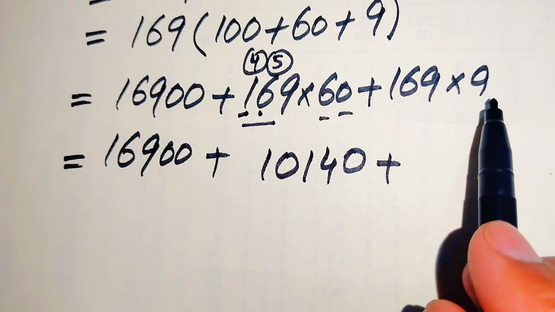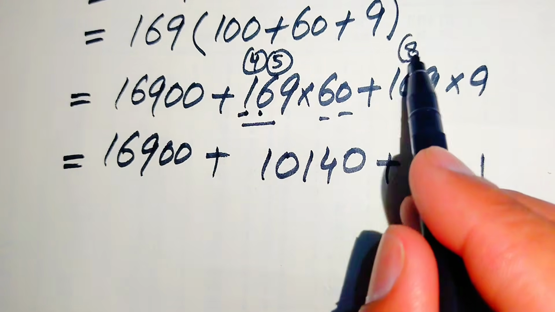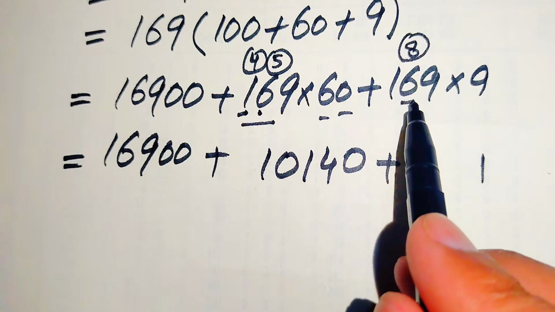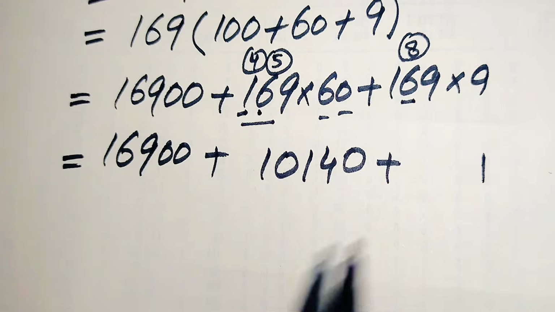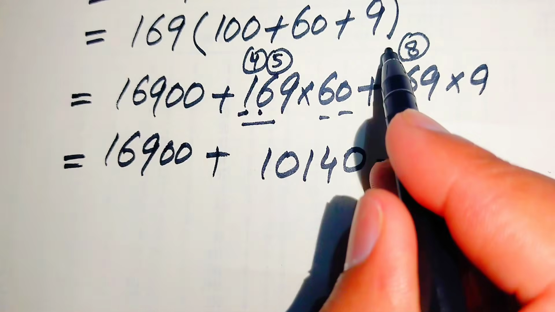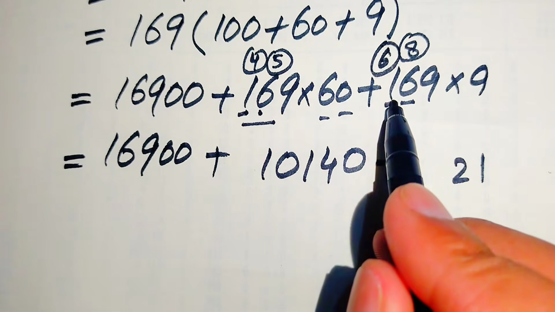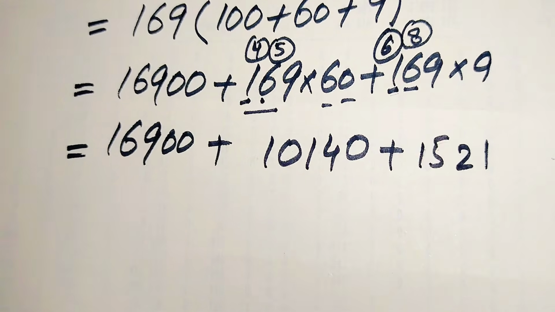And in the same pattern we multiply these numbers. 9 nines are 81. We write 1 and carry 8. 9 sixes are 54. 54 plus 8 becomes 62, so we write 2 and carry 6. 9 ones are 9. 9 plus 6 becomes 15.